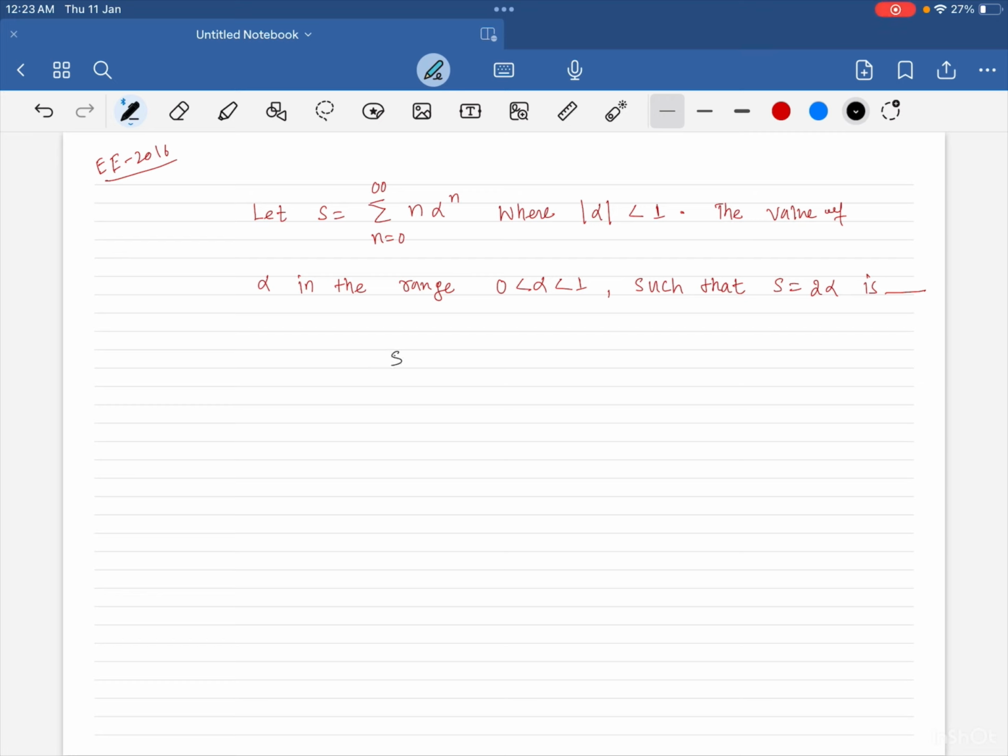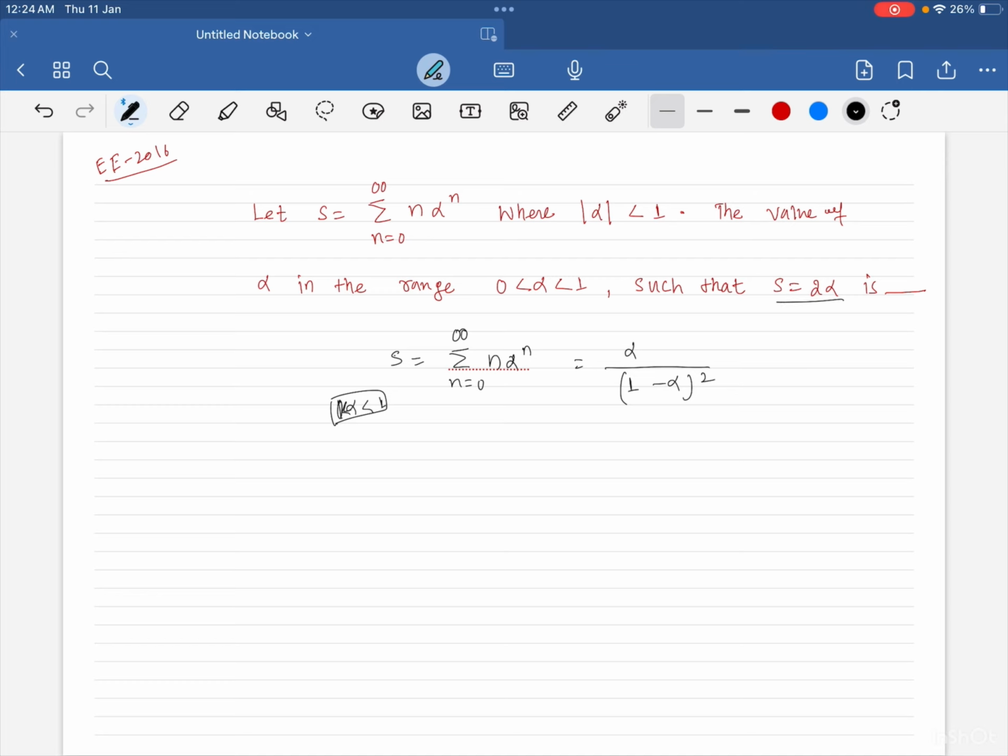So this summation is well known to us, right? And if you don't know this summation, then you will have to look it up and remember it. When alpha is from 0 to 1, then this summation would be alpha divided by 1 minus alpha whole square, right?